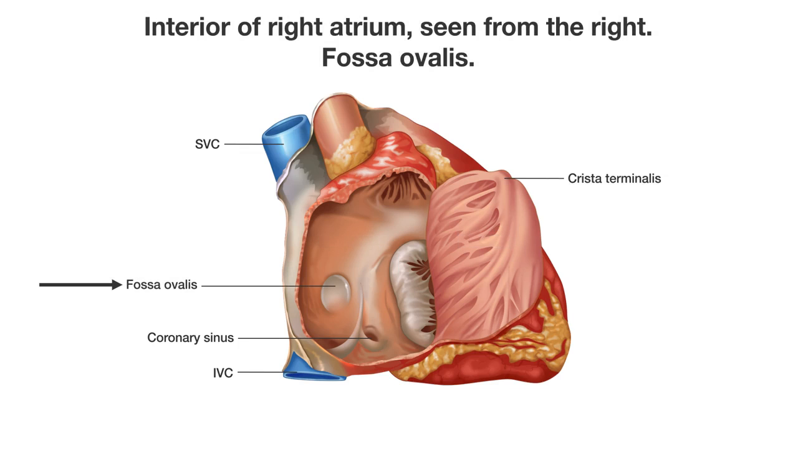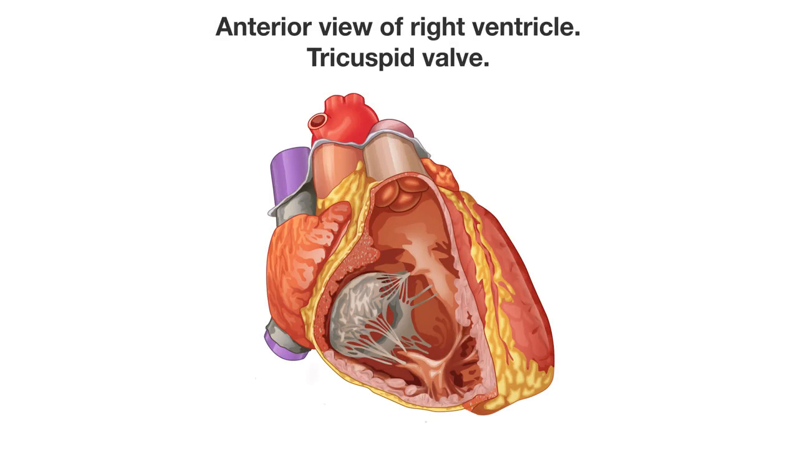The fossa ovalis is a small depression on the interatrial septum between right and left atria. This is a remnant of an embryologic structure, the foramen ovale, which allows placental blood to pass from the right heart to the left heart to reach the systemic circulation. We also see a glimpse of the tricuspid valve, or right atrioventricular valve, which connects the right atrium and the right ventricle.